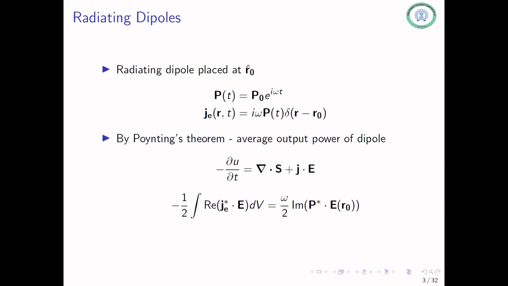So suppose you have a radiating dipole placed at some position R0. Its dipole moment can be given something like this, and this gives rise to a corresponding current density which looks like this. Now the emission rate is how many photons you emit per second, and that is proportional to the total power that you're emitting. So we want to look at how much power your radiating dipole really emits.